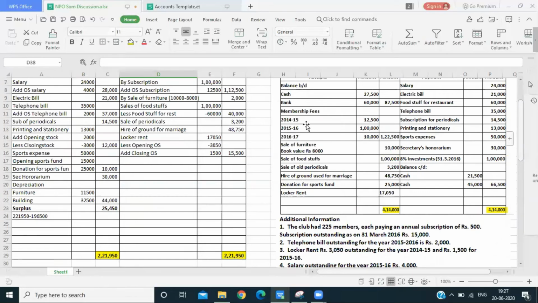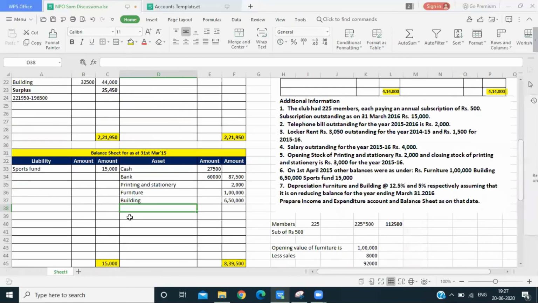For the previous year, we have received the subscription for 12,500. For 2014-15, in current year, we have received 12,500. And the current year outstanding subscription is also only 12,500. Then there is an excess of rupees 2,500 outstanding, which has been shown in this statement, which means our previous year outstanding subscription is 15,000.